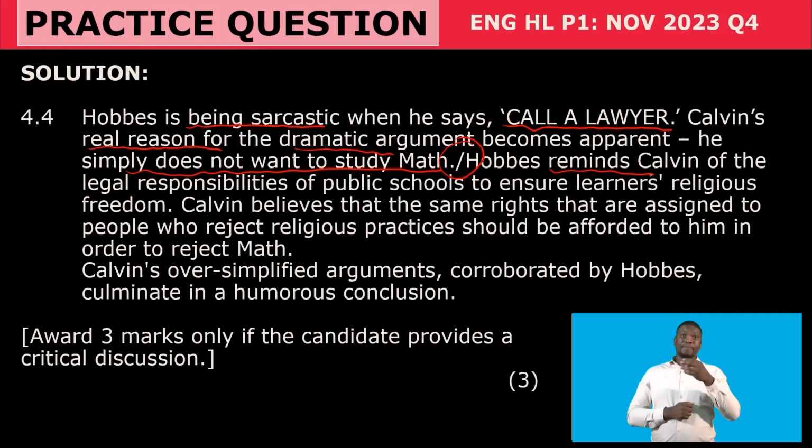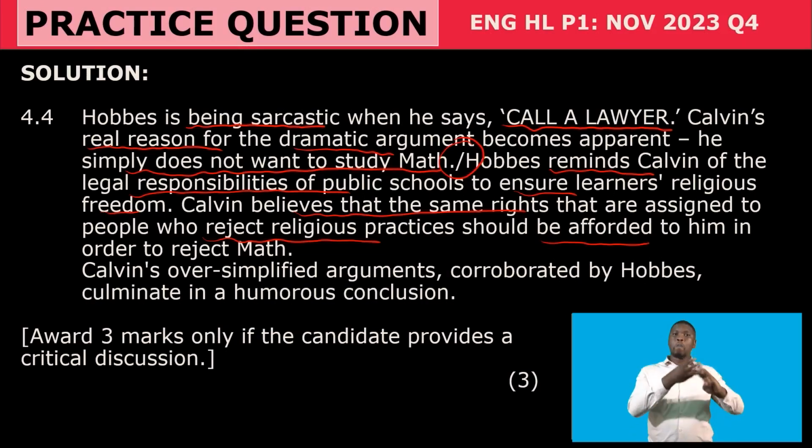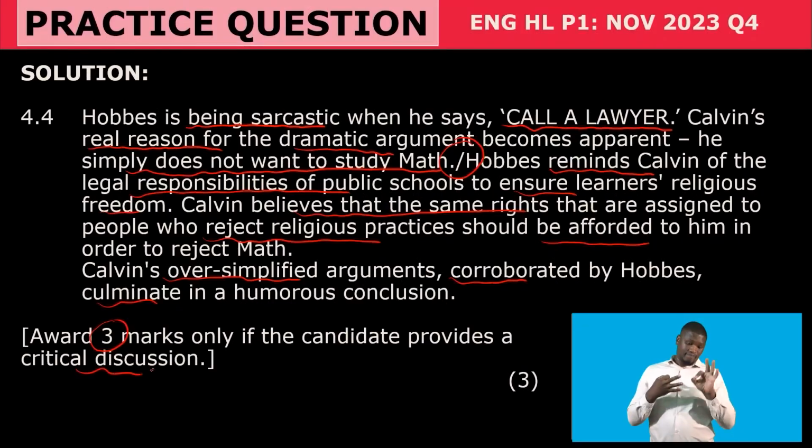Hobbes reminds Calvin of the legal responsibilities of public schools to ensure religious freedom. Calvin believes that the same rights that are assigned to people who reject religious practices should be afforded to him in order to reject math. Calvin's oversimplified arguments, corroborated by Hobbes, culminate in a humorous conclusion. Whenever you discuss humor, start by summarizing what is happening. That will guide you to where the point of humor is. So here, 3 marks only if there is a critical discussion included of the humour.